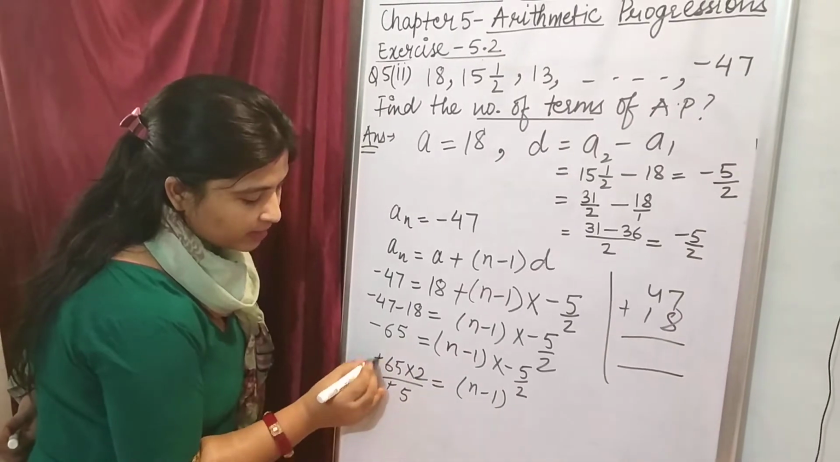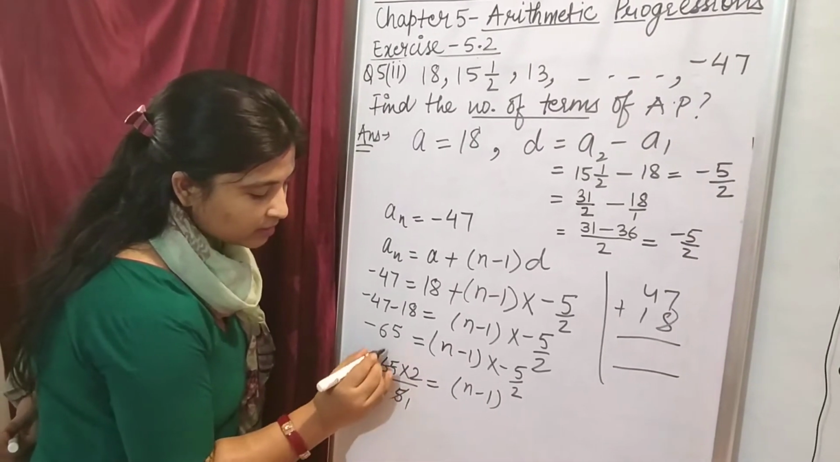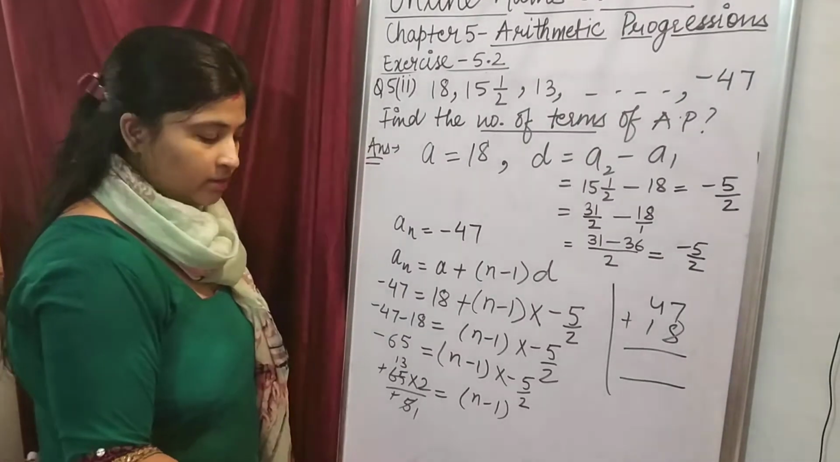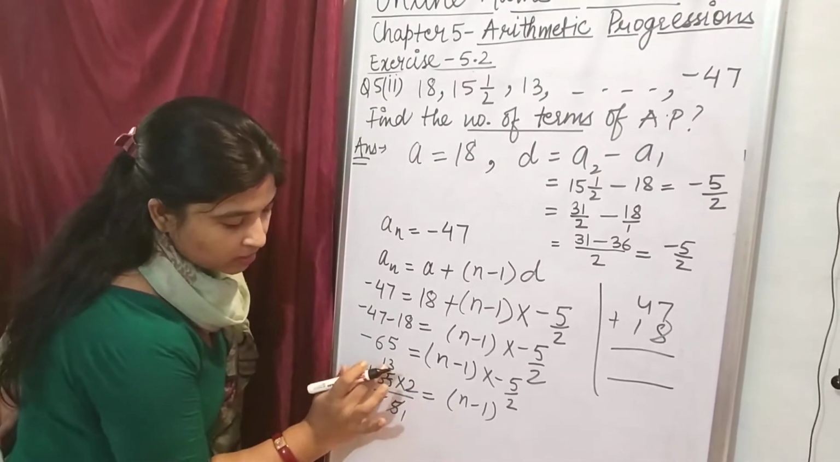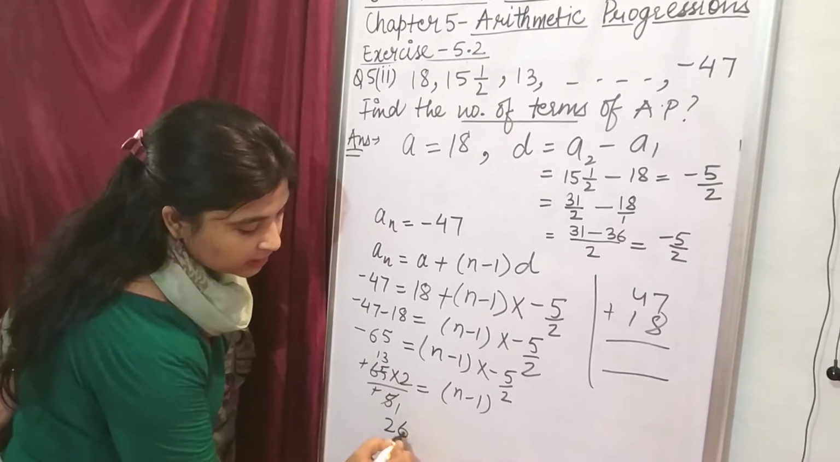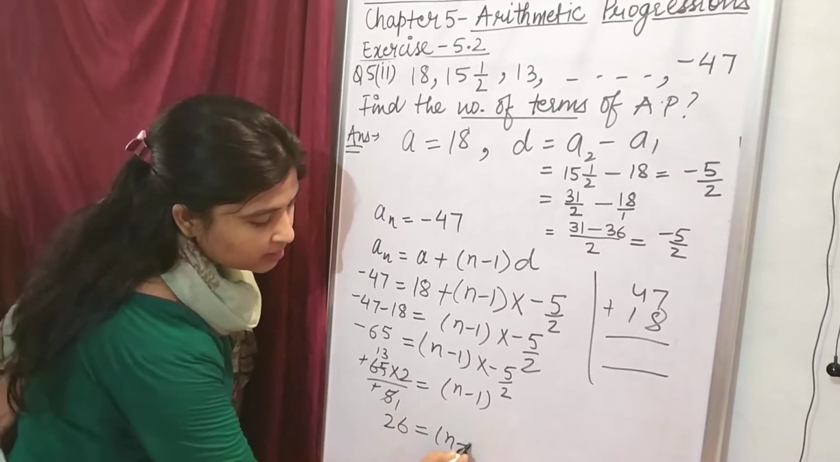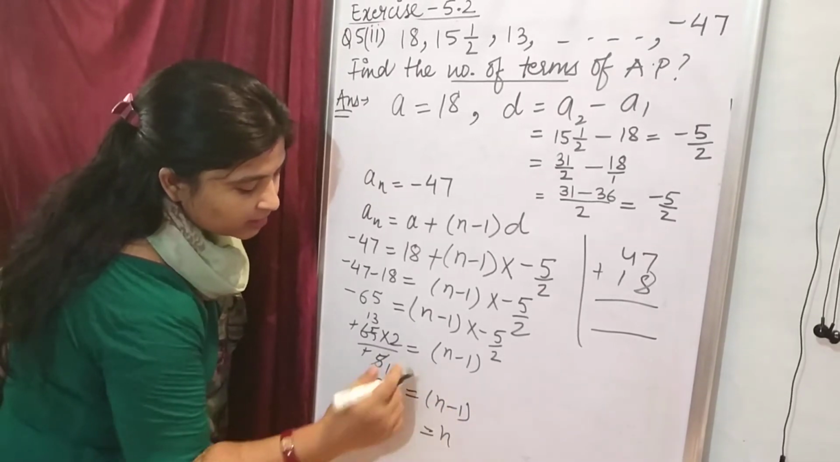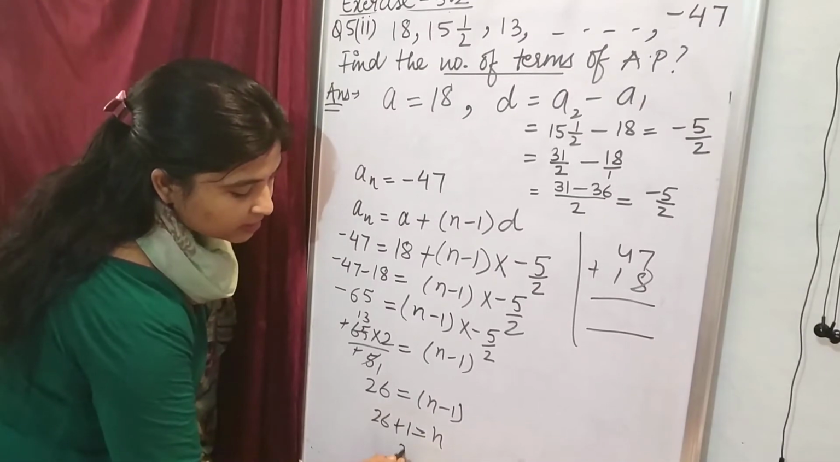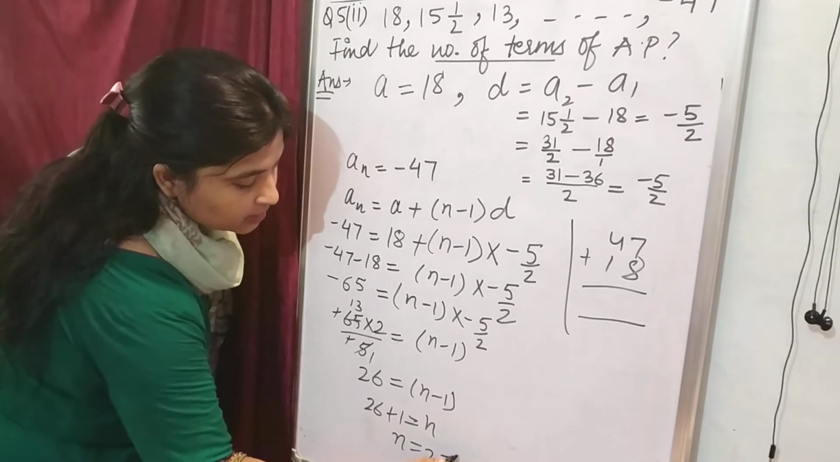Can I cut minus minus? 5 ones are in 13's table. 65, 13 5s are 65. 13 2s are 26, can you see? And that is your n minus 1. So can I say from here that n minus 1 is 26? This minus 1 will come to this side with plus. So n is your 27.